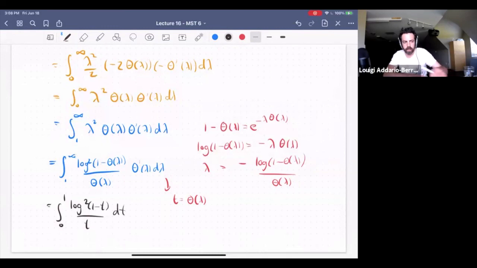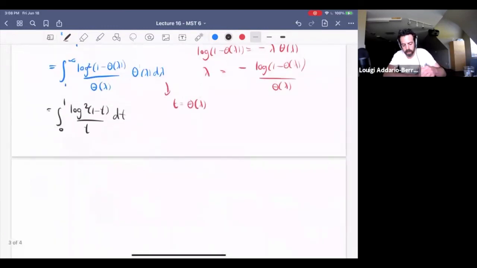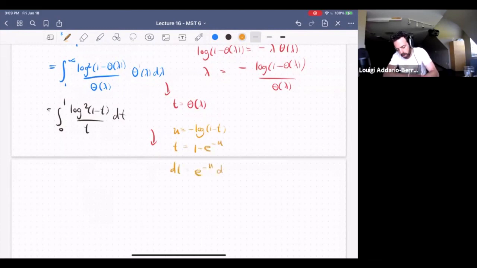Okay, and so now we're almost done. Now we'll just take, so the right thing to do turns out to be to take u to be minus log(1 minus t). Or, equivalently, t is 1 minus e to the minus u, so that we get dt is e to the minus u du.